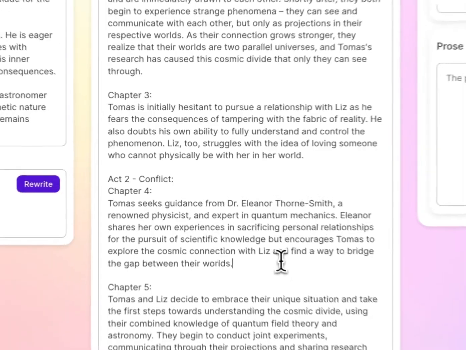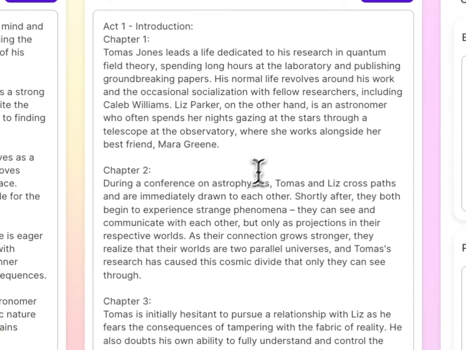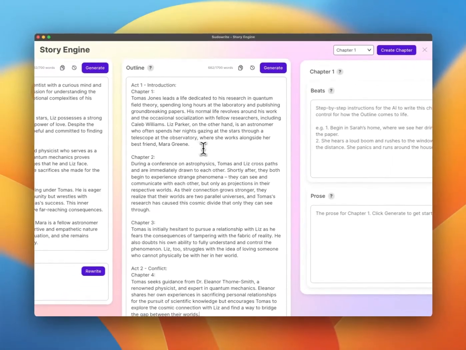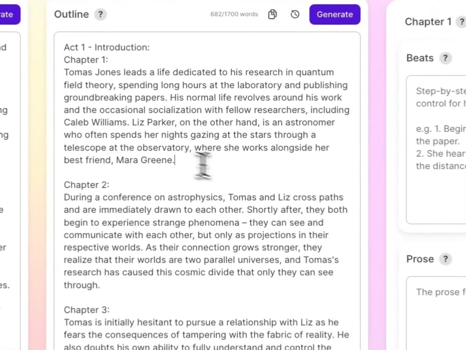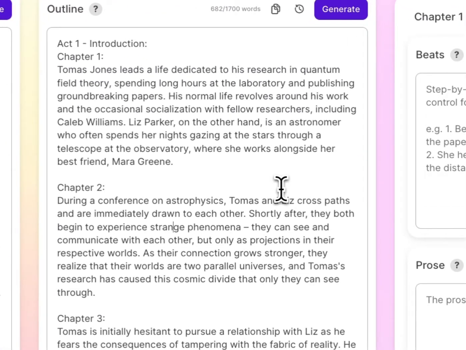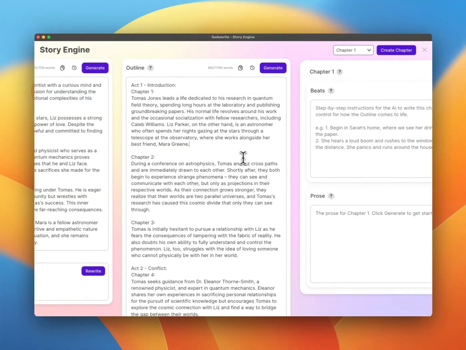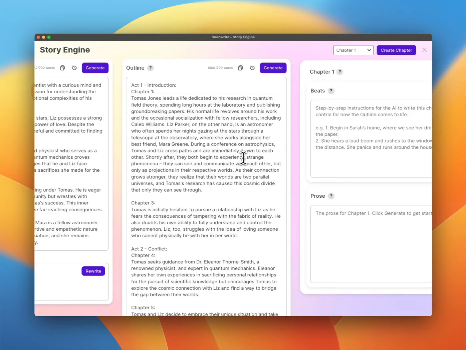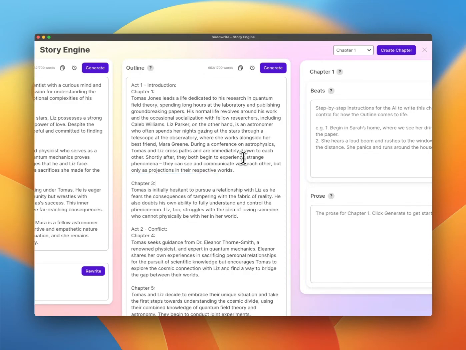And you can continue to go here and edit it as well and make it your own. And let's say that we like this. And I'm gonna do a little bit of editing here. Tomas Jones spending long hours at the laboratory. His normal life revolves around work. He's an astronomer. And let's say, during a conference, let's merge these together, but only as projections. Okay. Let's just say that's chapter 1. Let's make this chapter 2.